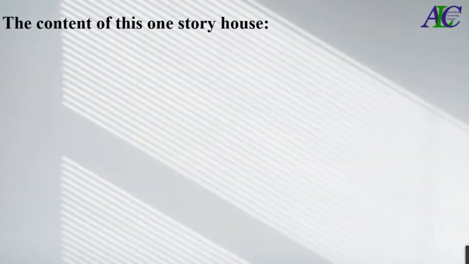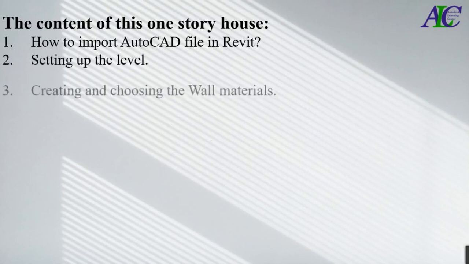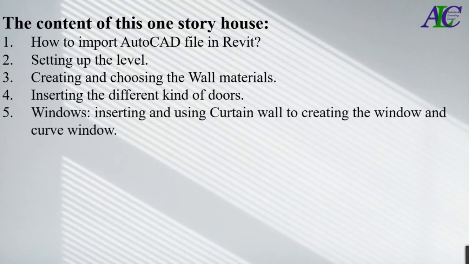So let's see what you will learn in the architecture part. This is the content of this one-story house. First, how to import or link the CAD file in Revit, and then setting up the levels, and then creating and choosing the wall material, and then inserting the different kinds of doors, and for the windows, inserting and using curtain wall to create the window and curved window.